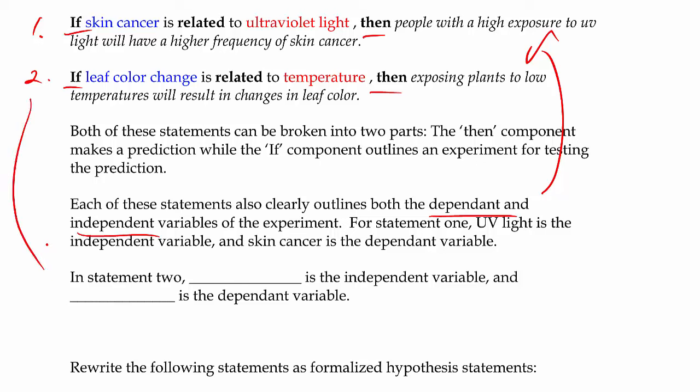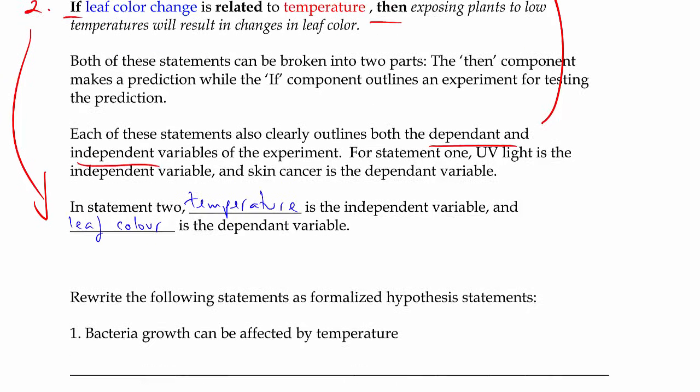Why don't you try number 2? In statement 2, which do you think is the independent variable, and which do you think is the dependent variable? What do you think you have control over? I would say you have control over, why do I feel I want to switch colors? Let's go to this one. Temperature, yeah. So temperature is the independent variable, and in response to that change in temperature, you are going to get leaf color changes as the dependent variable. Makes sense? I think so.